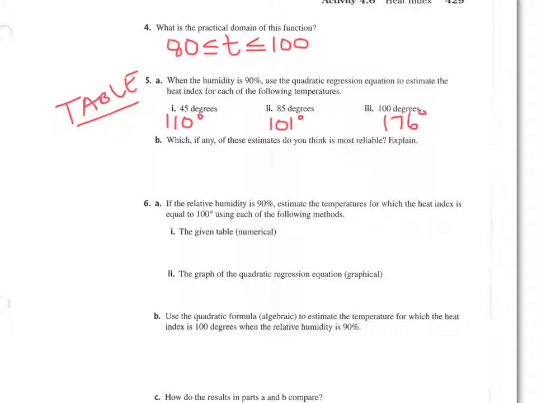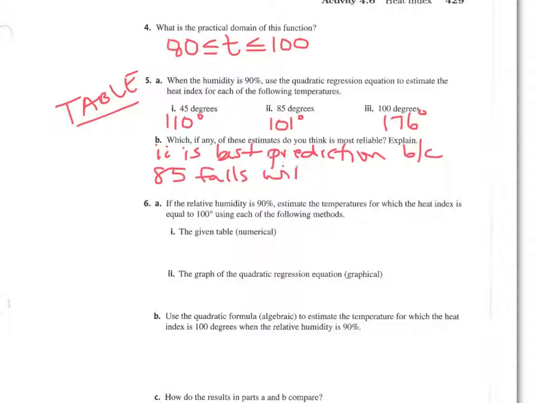Which, if any of these, are most reliable? Well, the most reliable one of these is going to be the one that occurs inside my data values. So number 2 is the best prediction because 85 falls within my data values. So this is the only one that's interpolation. The other ones are extrapolation. And you can see that 176 is an outrageous heat index, so this model is probably not good for that one.